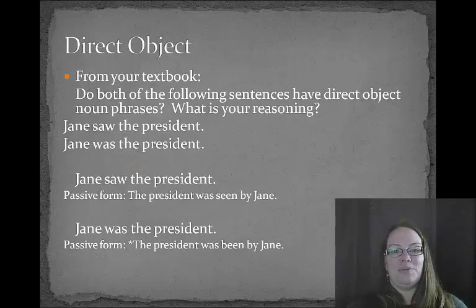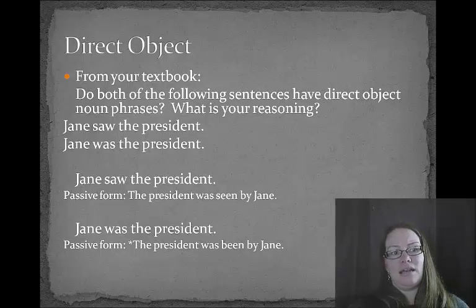Here are a couple of examples from your textbook. Do both of the following sentences have direct object noun phrases, and what's your reasoning? So here we have Jane saw the president, or Jane was the president. Well, we're able to move the first one, Jane saw the president, to a passive construction. The president was seen by Jane. Yep, that passes our passive test, so the president must be a direct object.